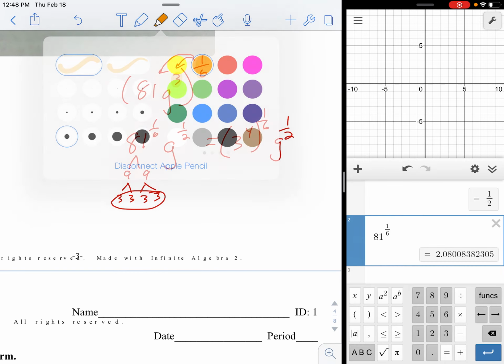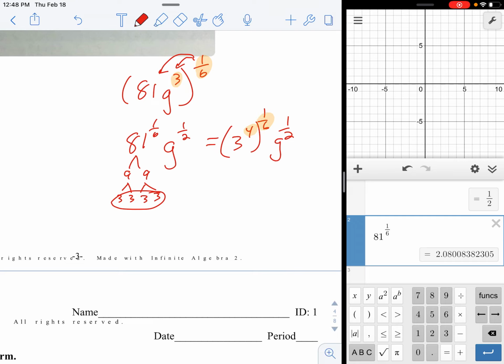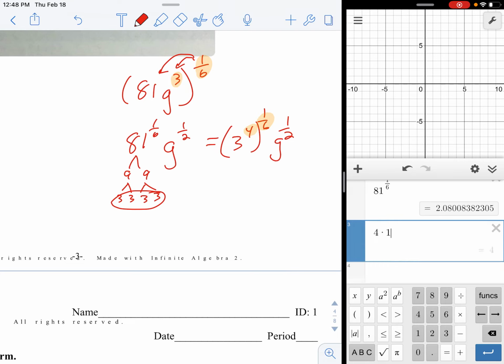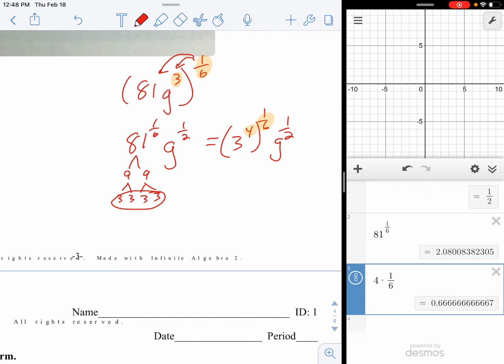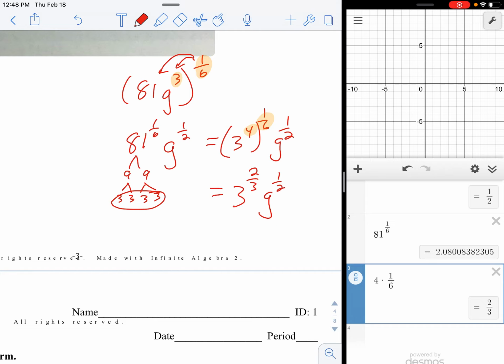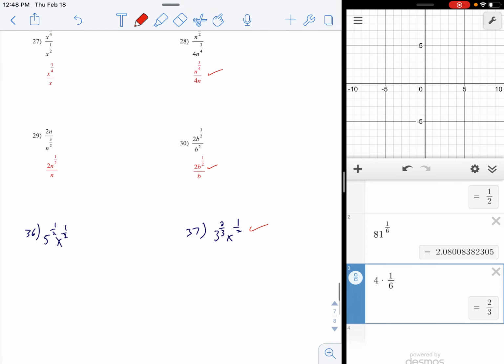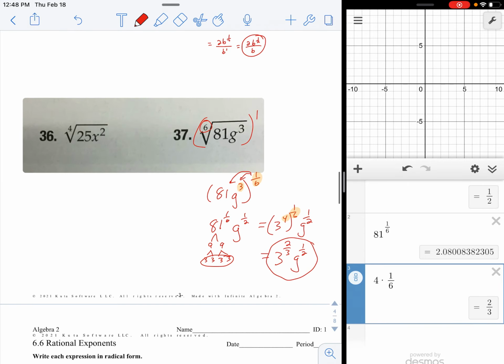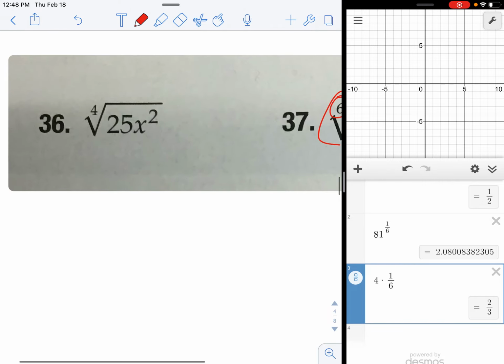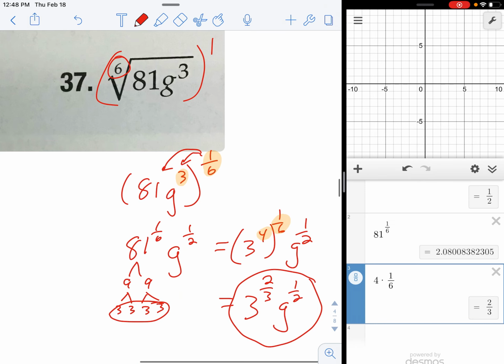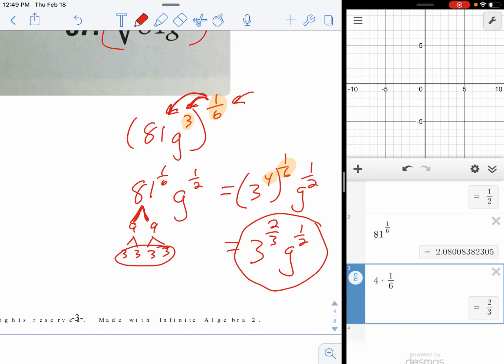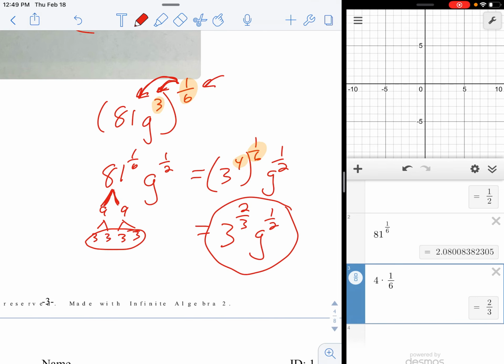Well, again, when you have a power to a power, you multiply them. What is 4 times 1/6? 2/3. So that's 3 to the 2/3 g to the 1/2. We're just about done, so it's okay that my battery's dying. And there is that answer. So that's kind of how you're going to do this one. You're going to make this into a power, apply it to both bases, do a factor tree on this base, and then simplify it from there.